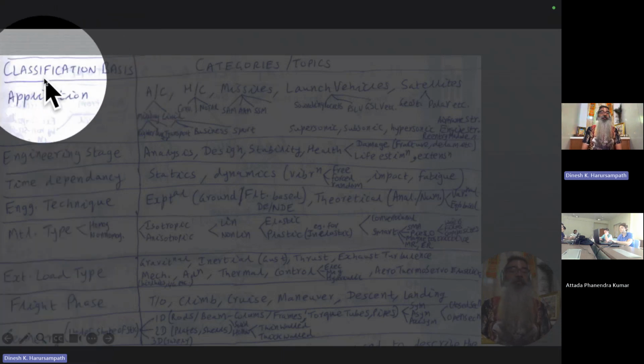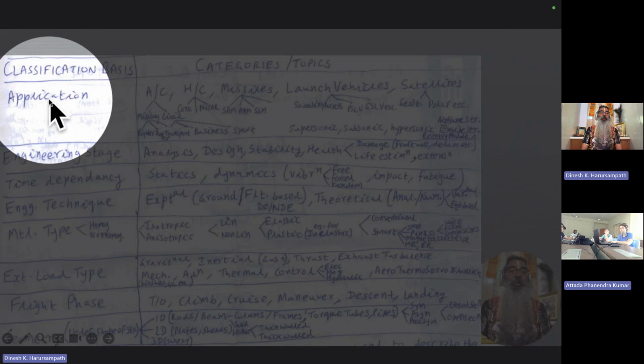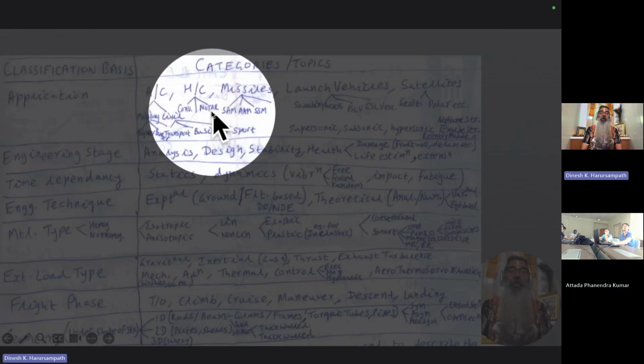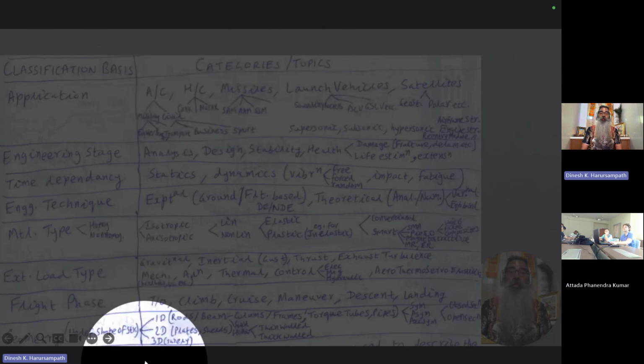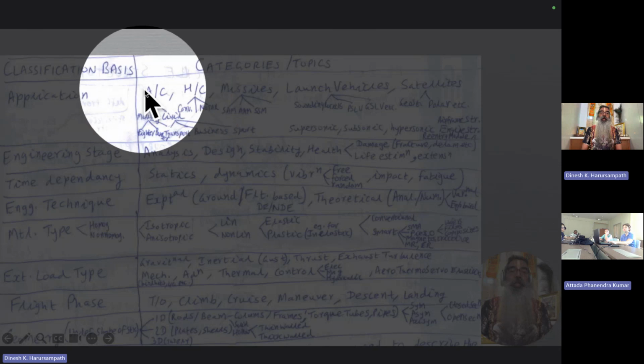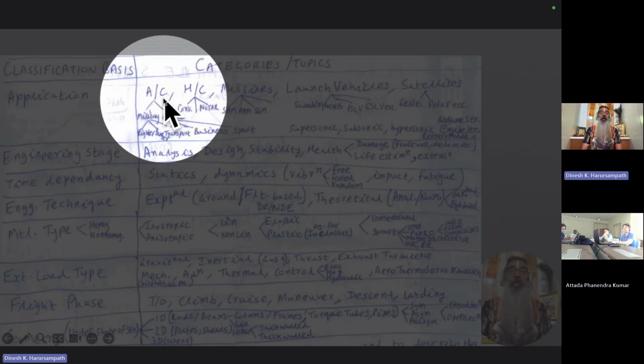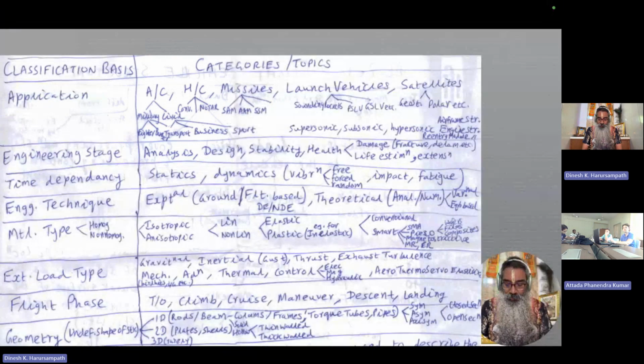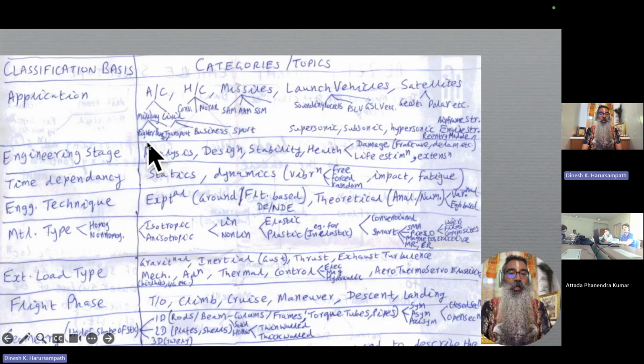So we will just go through that. Coming back to the first basis of classification, which is application. These are all the categories or topics that I will have on the right-hand side. If it's based on the application, and let's say we have an aircraft, then the aircraft could be either military or civil. And within military, again, you could have fighters or bombers, etc.